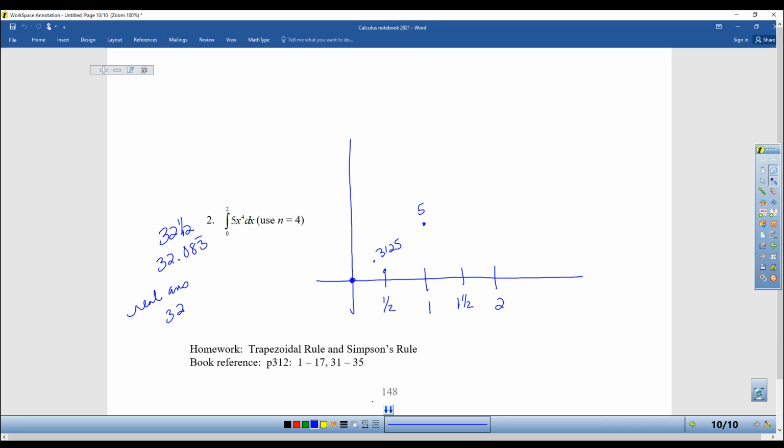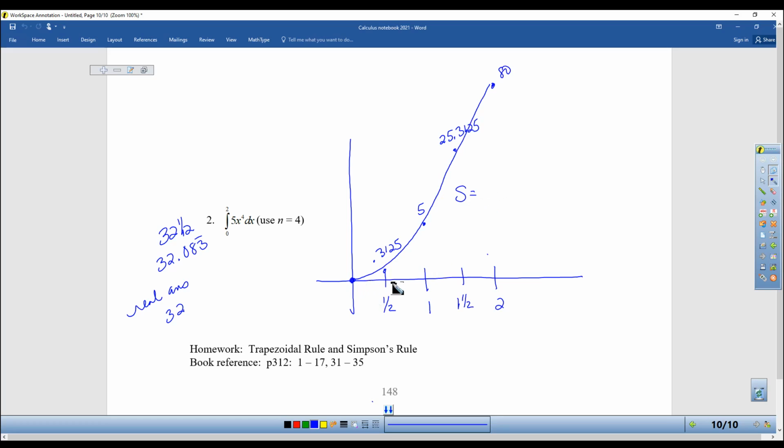It shoots up pretty fast. When I plug in a 1.5, I get 25.3125. It's really growing fast. And then when I plug in a 2, I get 80. So this is a really steep curve. I didn't even begin to draw it steep enough. But it gave me the numbers that I needed in order to do Simpson's.